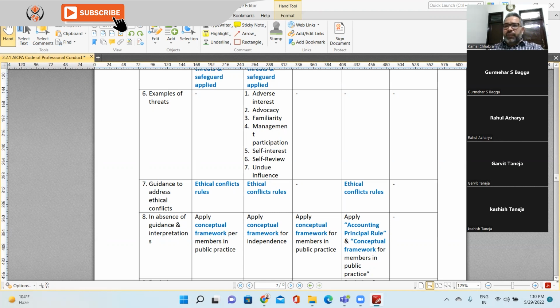Next is self-interest threat. That means if you have your personal interest in the client, that means if you have direct or indirect interest in the client, that is also a threat to independence.